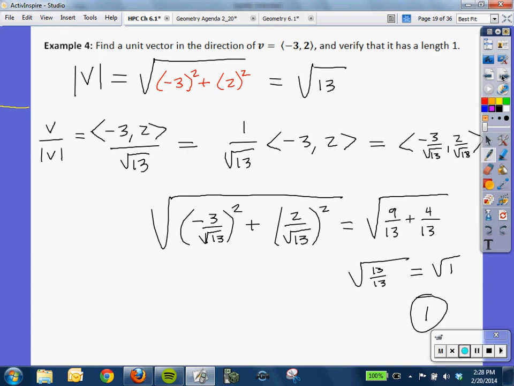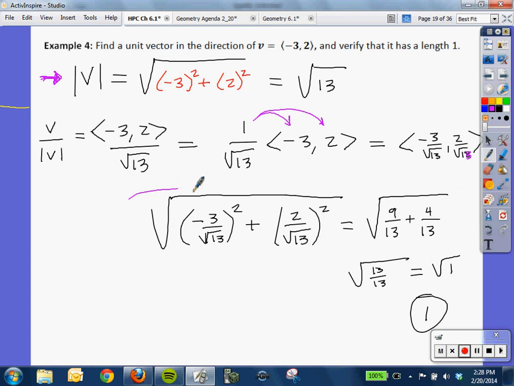So the first thing that I've done here is I've found the magnitude of vector v, which is the square root of 13. And then what I've done is I've taken the component form and I divided by the magnitude, which is the same thing as saying 1 over the magnitude times the component form of the vector. So from here, I've distributed in 1 over the magnitude, and I end up with the component form as minus 3 over root 13 and 2 over root 13.